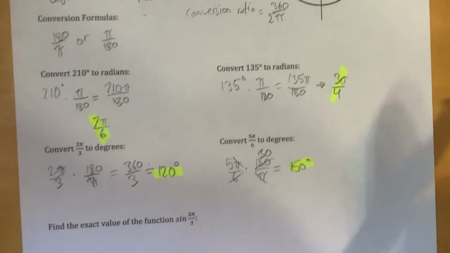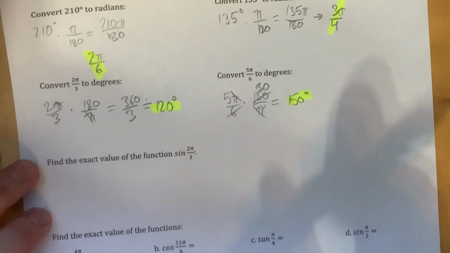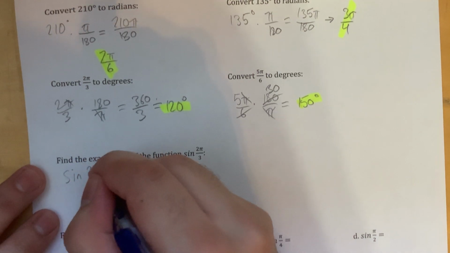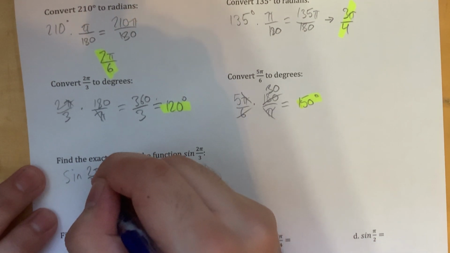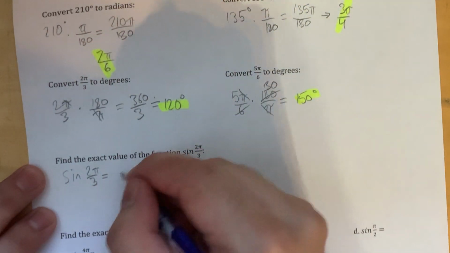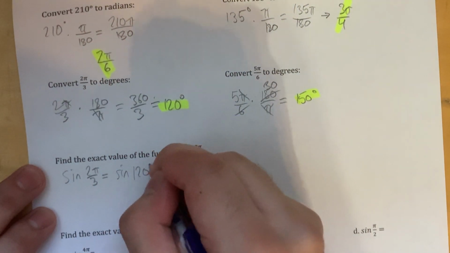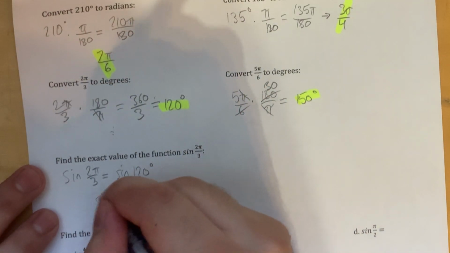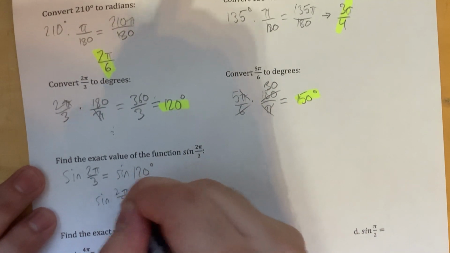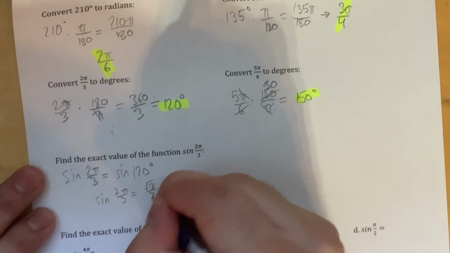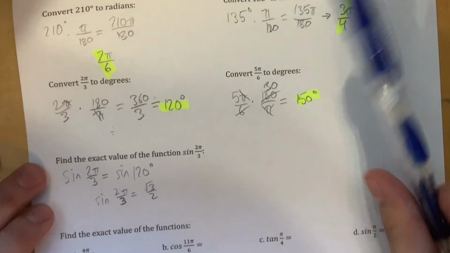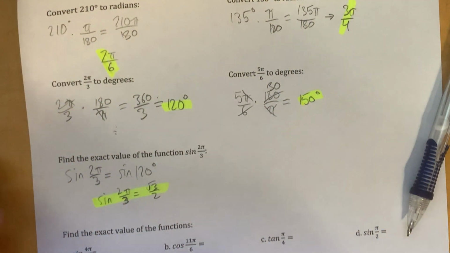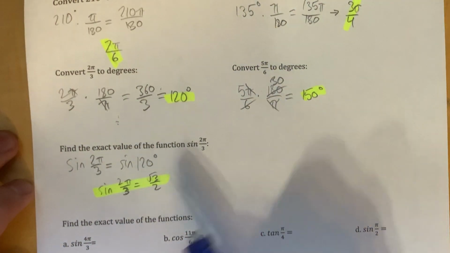All right, let's find the exact value of the function sine 2 pi over 3. So sine 2 pi over 3 is equal to sine of 120 degrees. We already did it right up here, right? So then sine 2 pi over 3 equals square root 3 over 2 from our unit circle. We know that this is what it equals. And that's how we'd solve it if it were in radians.